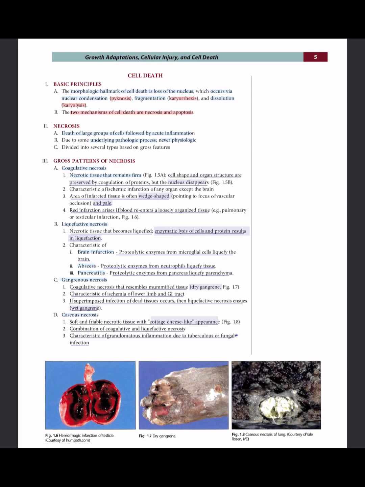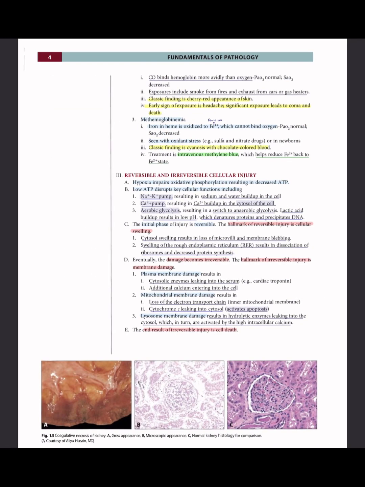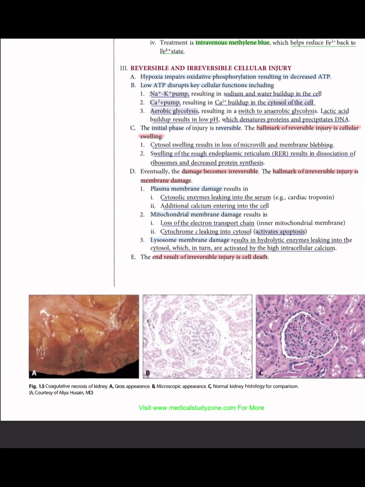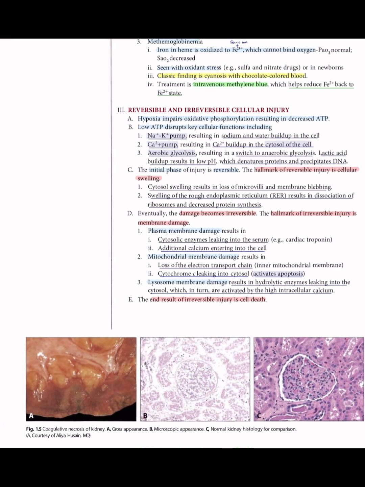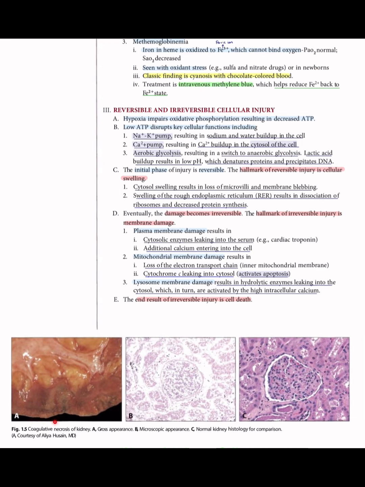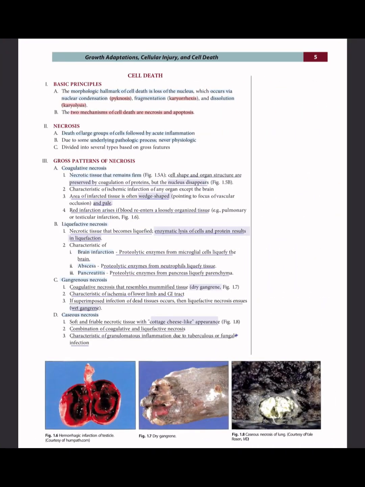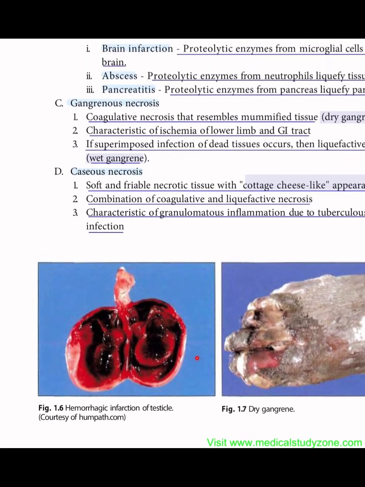Red infarction arises if blood re-enters a loosely organized tissue, for example pulmonary or testicular infarction. Here we have the picture of coagulative necrosis. This is the gross appearance of coagulative necrosis of the kidney. This is the microscopic appearance, and they're giving you a normal kidney histology to compare. Here we have hemorrhagic infarction of the testicle.